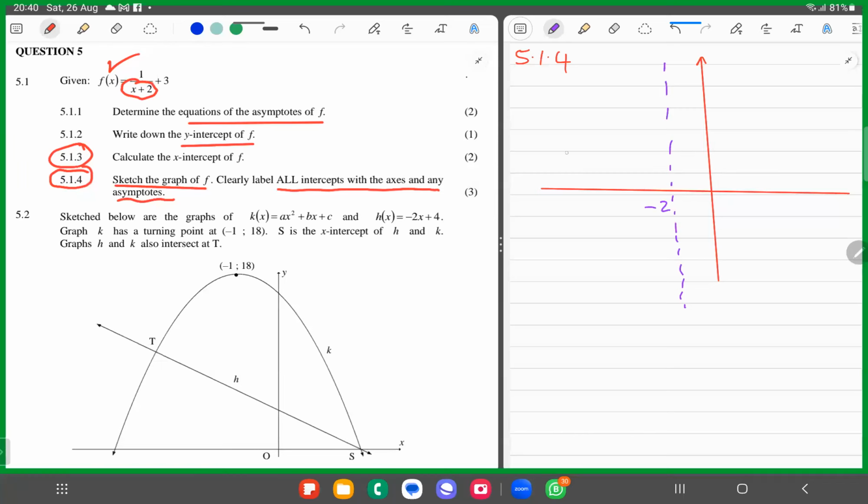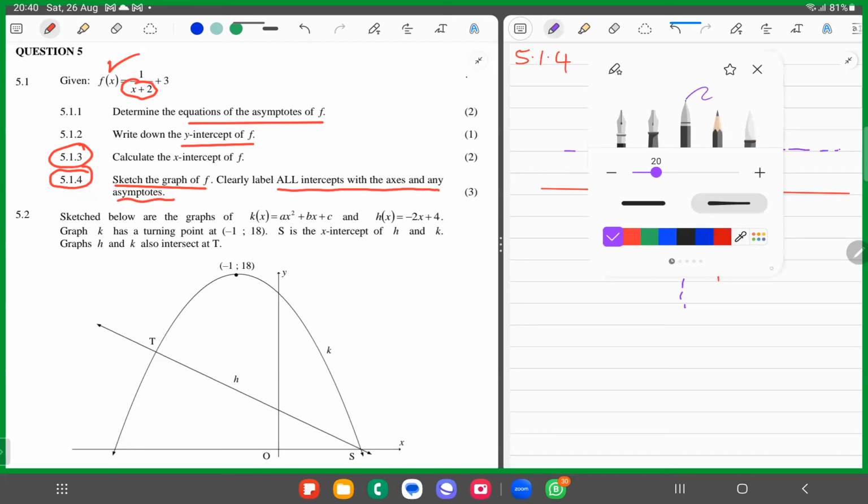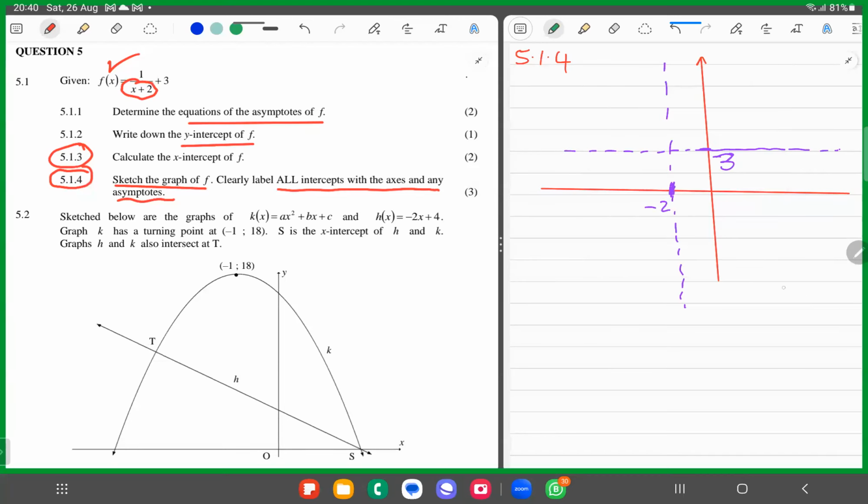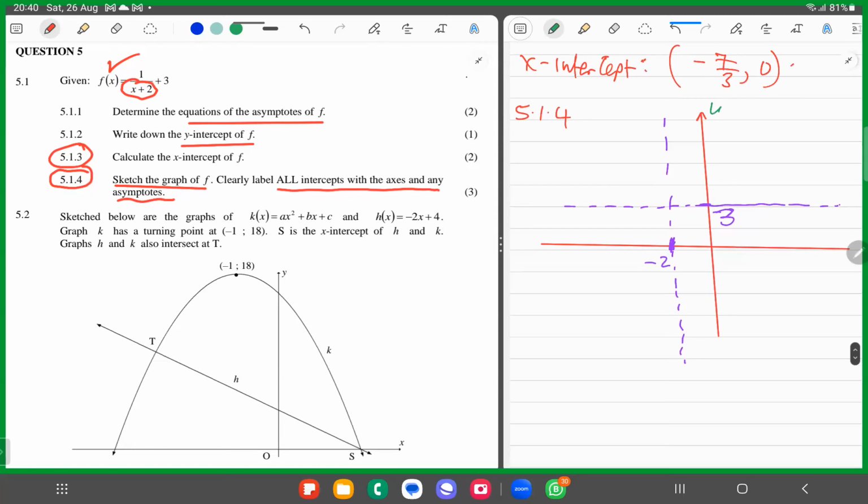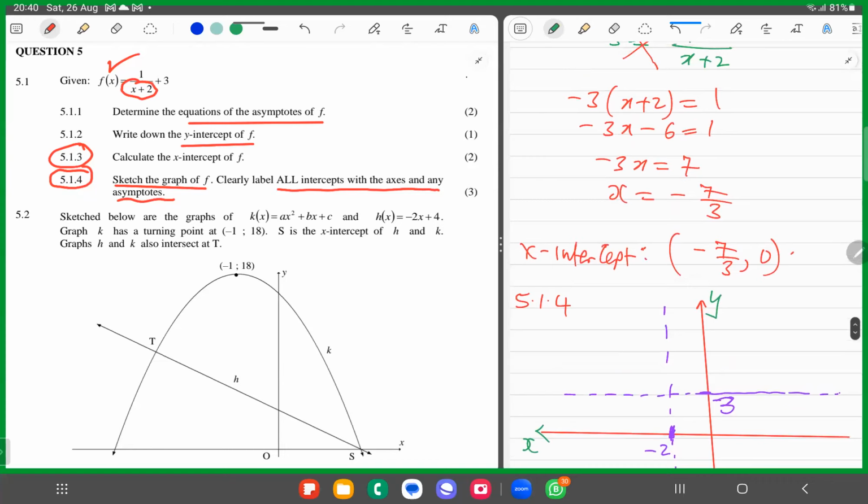And then we have the horizontal asymptote, which is through 3. It is 3 there. Right, so we have this. Now, we then say, what are the intercepts with the axis? Like this one is your y-axis and this one remains our x-axis. So let's look at the x-intercept with that.